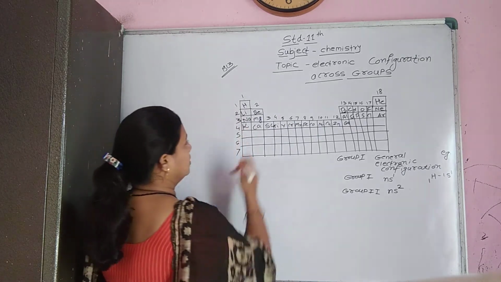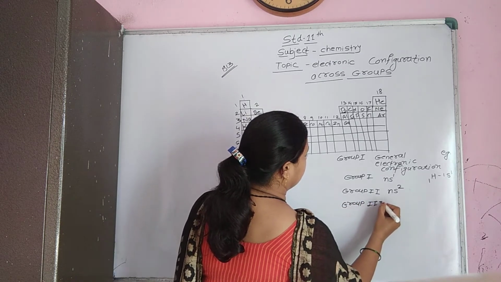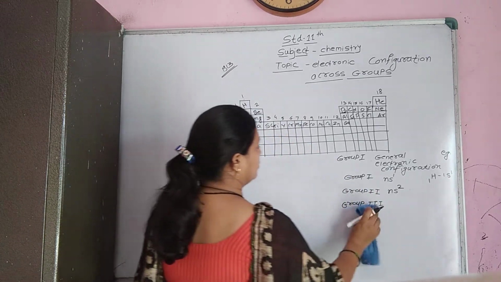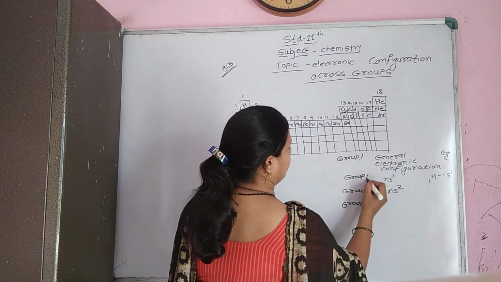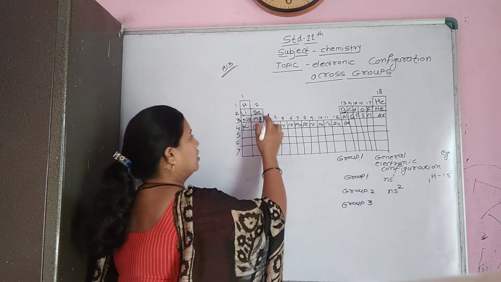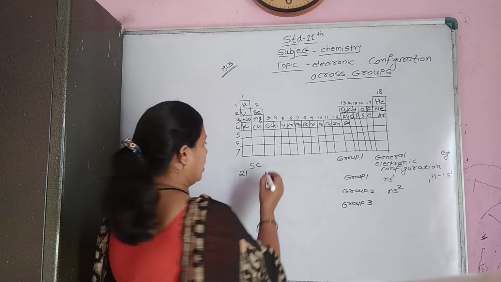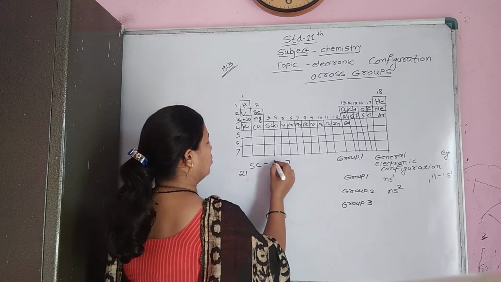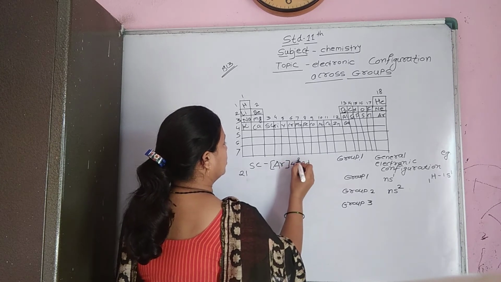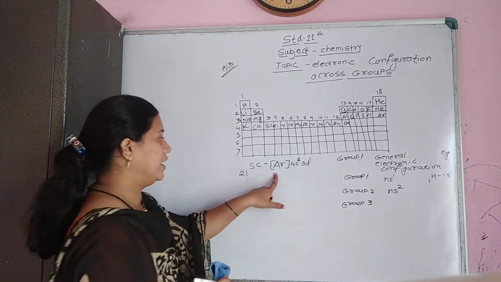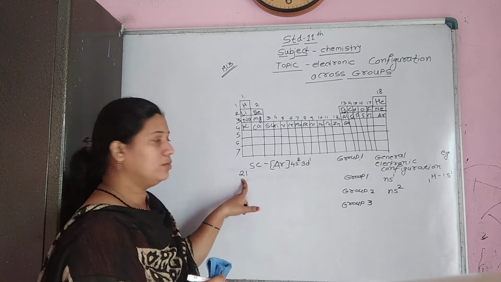Now next is group number 3. Here we also write down the group numbers 1, 2, 3. In group 3, the first element is scandium, having atomic number 21, and its electronic configuration is argon, 4s2 and 3d1. Argon 18 plus 2 is 20, plus 1 is 21. 21 is the atomic number of scandium.